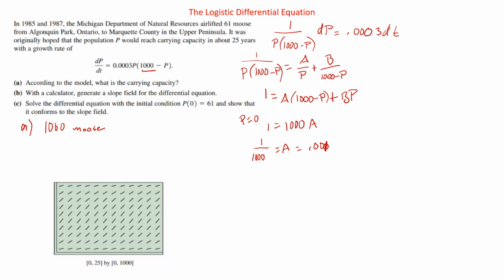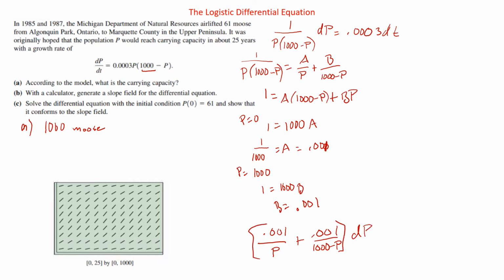Which is 0.001. And then we can make P equal to 1,000, and so we'd get 1 equals 1,000 B. So we can divide, so B also equals 1/1,000. Yes, they're both equal to the same. So we could rewrite our fractions as 0.001 over P plus 0.001 over 1,000 minus P, dP, equals 0.0003 dt.